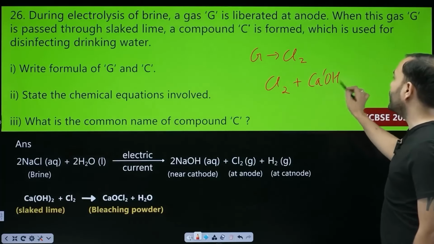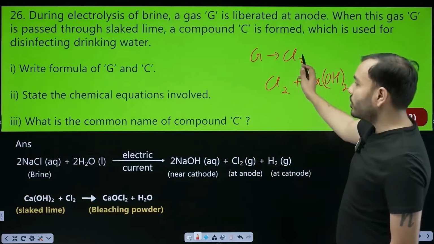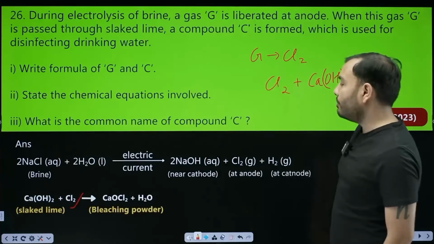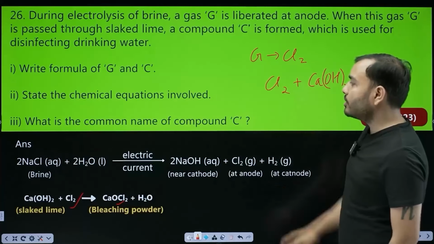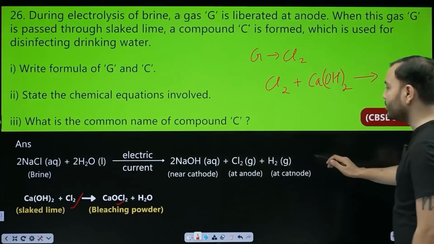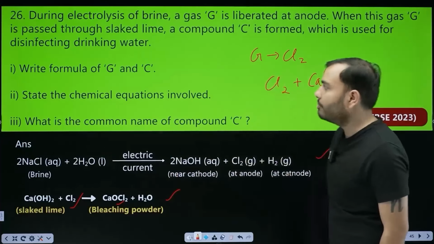We just read it now. What does it form? Bleaching powder. Write the formula of G and C. So G becomes what? It becomes chlorine. And what does C become? Bleaching powder, here CaOCl2. State the chemical equation involved. So this is the equation of brine electrolysis of NaCl, and second, forming bleaching powder when Cl2 passes through slaked lime.